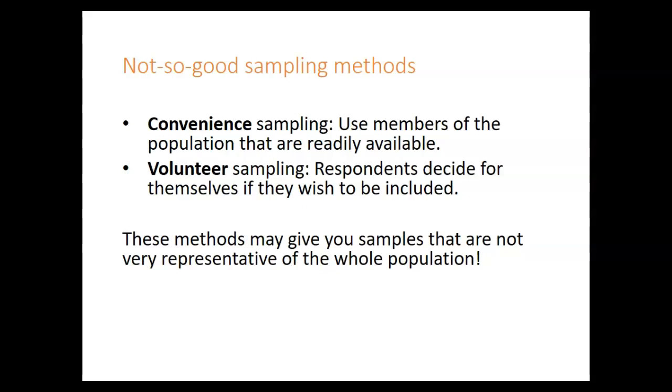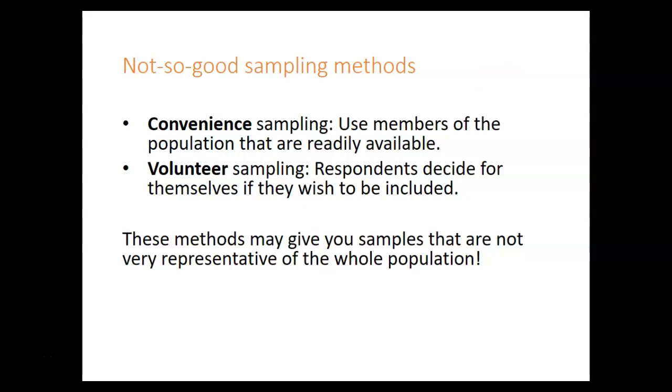And then volunteer sampling is where respondents decide for themselves if they wish to be included. You let people decide if they want to take your survey or answer your questions. But if you do that, you might get a lot of people who have really strong opinions one way or the other, and you never hear from the people who maybe don't care as much, or the people who are too busy to answer, or don't spend a lot of time online if it's an online survey, that sort of thing.